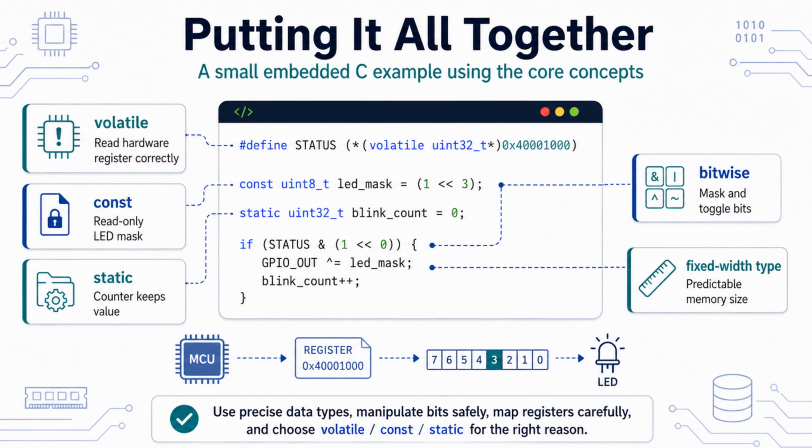The simple example shows how embedded C basics work together: precise data types, bitwise control, volatile hardware access, const safety, and static state retention.